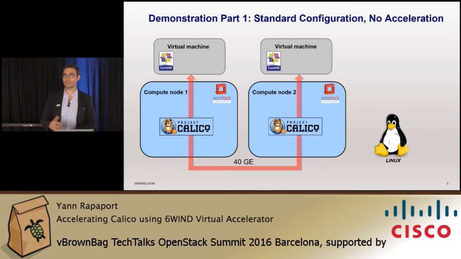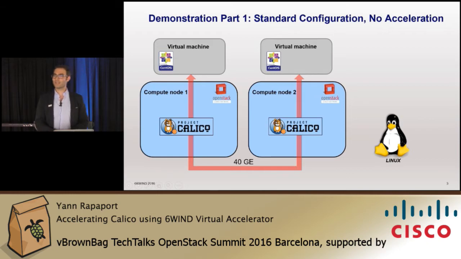So we will have a demonstration in two parts. We have a system with two compute nodes. These compute nodes are running on Intel E5 2690 V3 CPUs at 2.6 gigahertz. So it's a 12-core, 24-thread CPU. We have the OpenStack Mitaka environment configured, and we have one virtual machine running on top of each compute node.